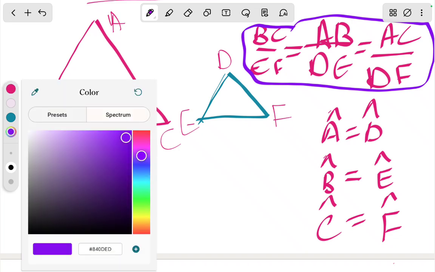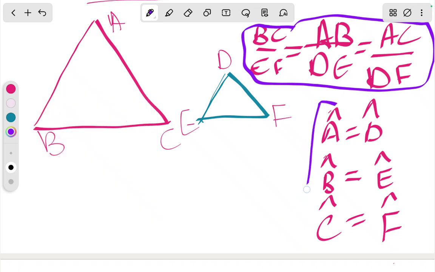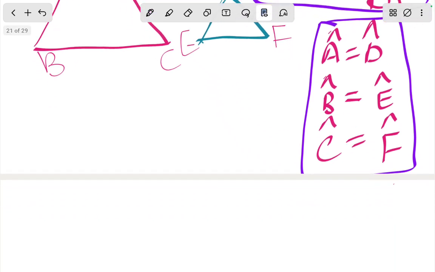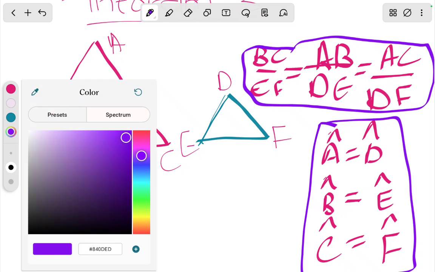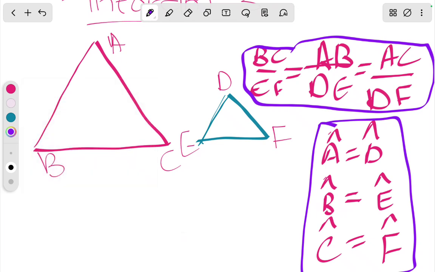This is the information you are given. So let's start with proving now. Let me first label my triangle with the information we are given. Let me use a different color. Purple is fine.